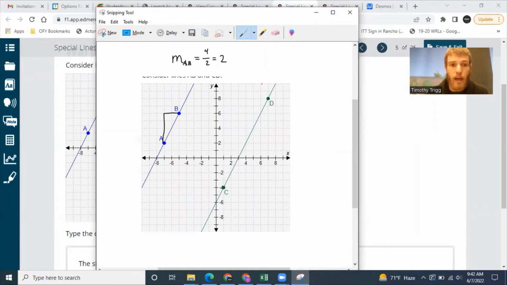Let's find the slope of line CD. I'll use a different color here. The slope of line CD is going to be, well, let's go from point C to point D. The rise is 1, 2, 3, 4, 5, 6, 7, 8, 9, 10, 11, 12. Rise 12, run 1, 2, 3, 4, 5, 6. Rise 12, run 6. Divide that out. 12 divided by 6 is 2. Notice these two lines have the same slope. These two lines both have a slope of 2.